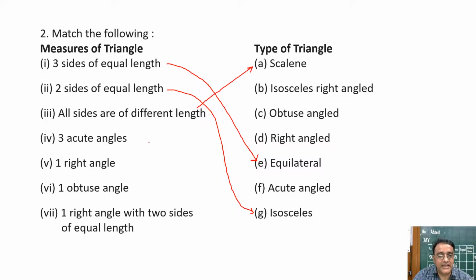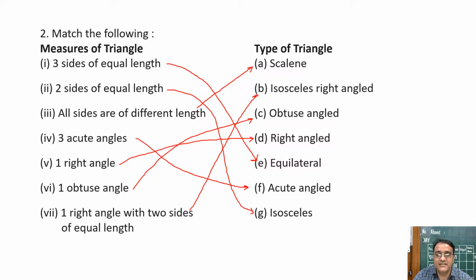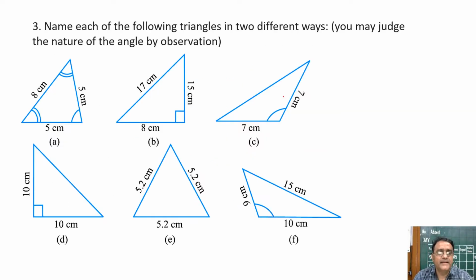Three acute angles, acute angled triangle. One right angle, right angled triangle. One obtuse angle, obtuse angled triangle. And what? One right angle with two sides of equal length, isosceles right angle. Next question, name each of the following triangles in two different ways.